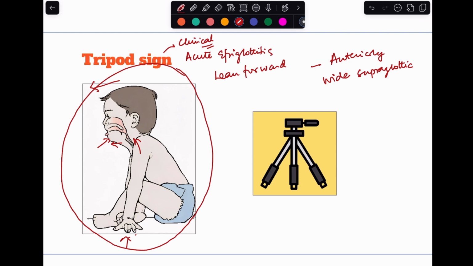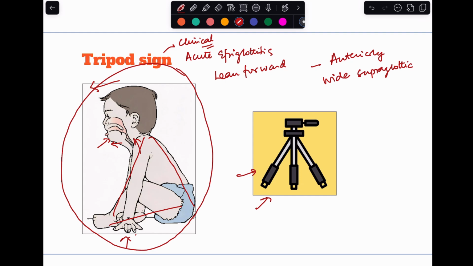Now, why is it called a tripod sign? If you look at the second image over here, this is what a tripod looks like. So you can see this posture that the baby has taken over here with their two hands on the body, it kind of looks like the shape of the tripod over here. Therefore, this is known as tripod sign.